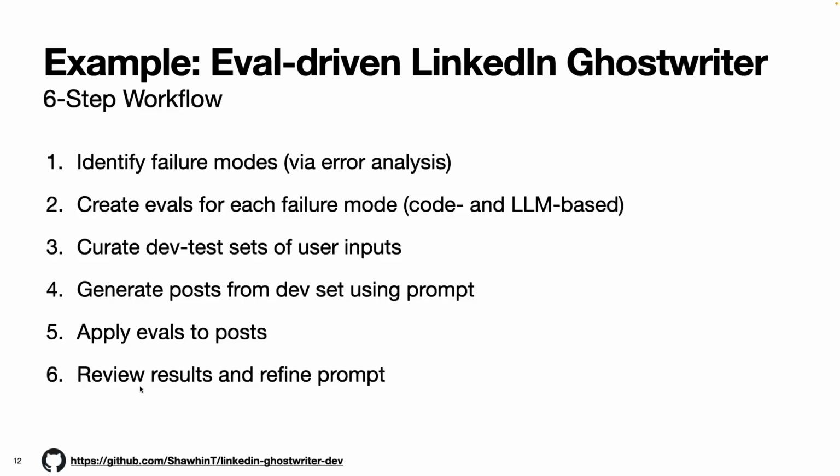In other words, we can look at all the outputs that failed our evaluations, and then we can use those failures to inform improvements to our prompt. Then we'll go back to step 4, generate more posts, apply evals to these posts, and then again review the results and refine the prompt, and then just continue in this feedback loop.